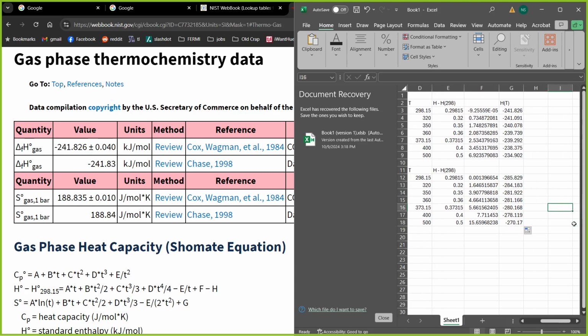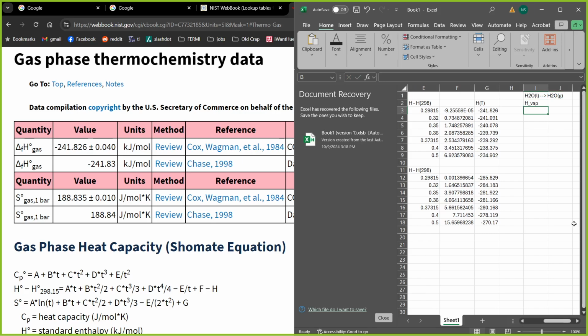And so now if I want to calculate the enthalpy of vaporization, which is H2O gas minus H2O liquid, I just need to take the gas enthalpy, which is G3, and subtract from it the enthalpy for the liquid, which is G12, this list, right? And there's that number we saw earlier, 44 kilojoules per mole. This is at 298.